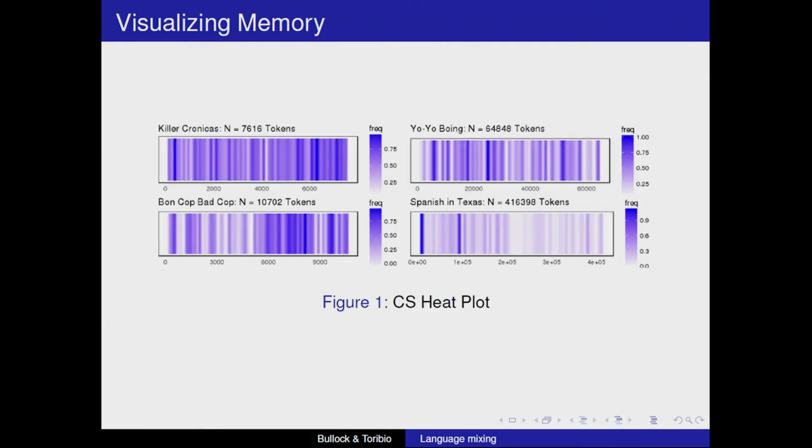We can also visualize it this way with a heat map. And again, what this shows is you can see in Killer Crónicas, all the colored bands, the darker bands, there's a lot of regular switching. On the bottom right, you have the Spanish in Texas, which again is largely monolingual Spanish with occasional English insertions.